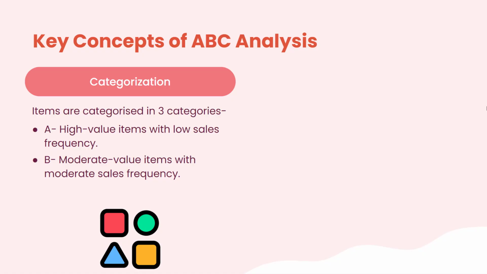B items, moderate value items with moderate sales frequency. They require regular attention but not as intense as A items. C items, low value items with low sales frequency. They make up a large portion of the total items but contribute minimally to the overall inventory value.